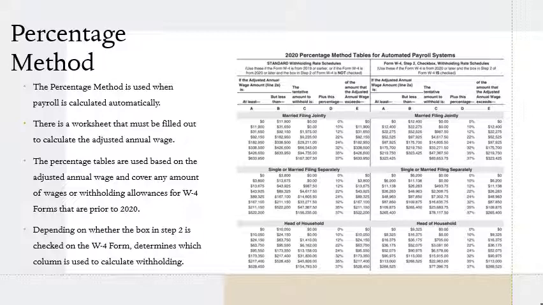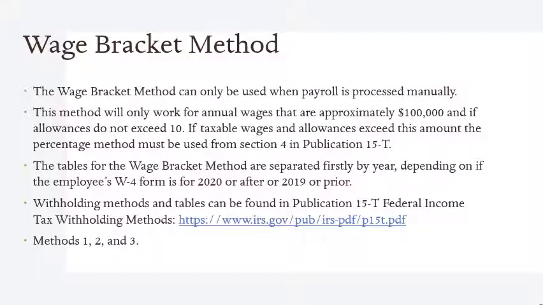So here is an example of the percentage method tables that you would use to calculate federal tax in this instance. So we have two columns. This is the column that you would use if the box in Step 2 is not checked. And then we have a column that you would use if the box in Step 2 for Form W-4 is checked.